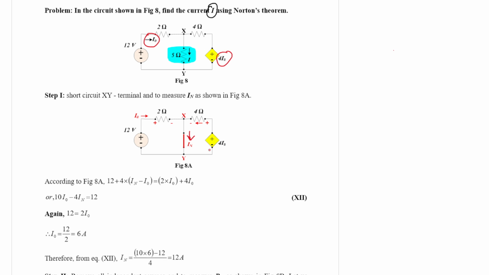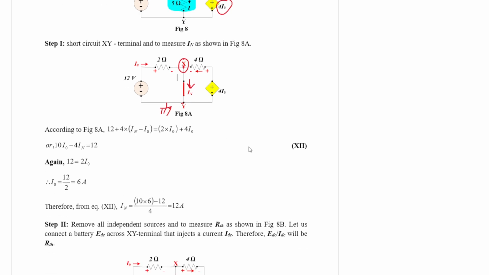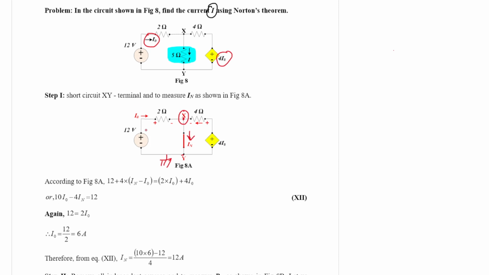So we just analyze this circuit. Node Y is the ground node. If you consider this a dead short circuit, the X node will also become the ground node. The potential of X is also at 0 volt. Okay. So according to figure 8, we write the KVL equation first. So this is 12 volt and this is 2I naught. Actually, this is the 2I naught current flowing.